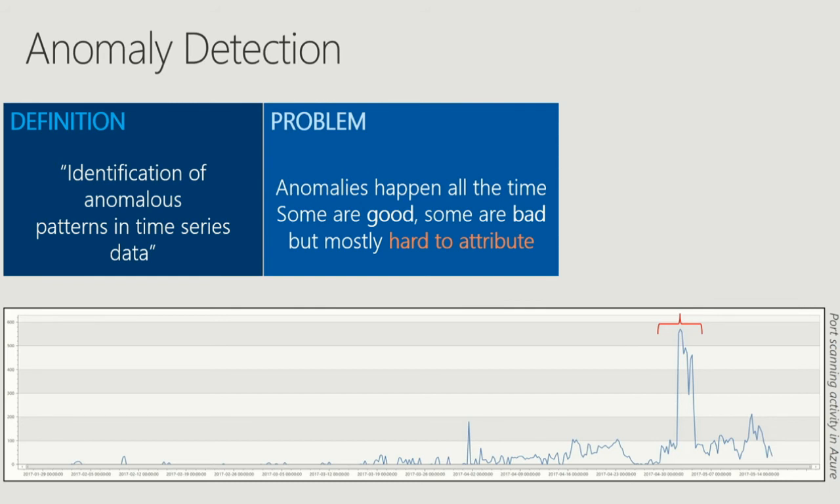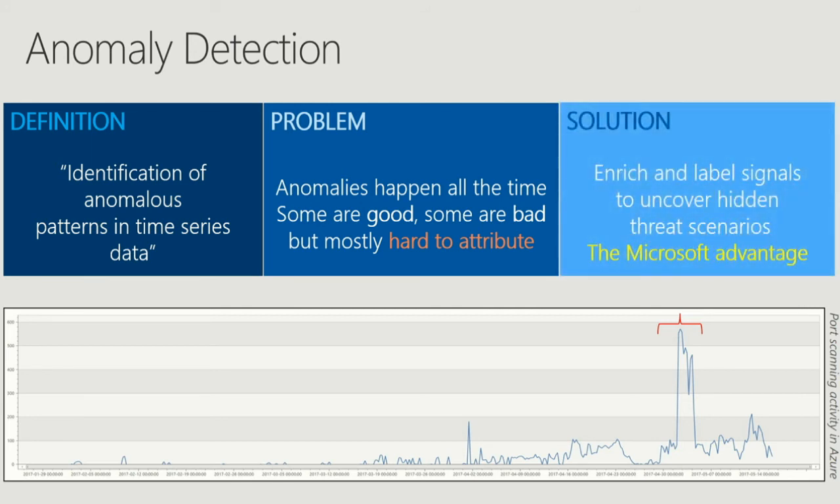But just by looking at a graph, think about it. If you're a security manager sitting in front of a big screen, and someone plots the port scanning activity and asks you, hey, can you explain that peak? I guarantee that most people will not be able to understand what caused that peak. All I know is there's a peak. In order to solve that, we need to enrich and label these signals to uncover the real threat scenarios. I want to know what is behind that peak.